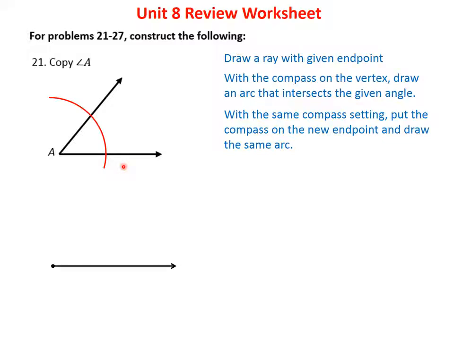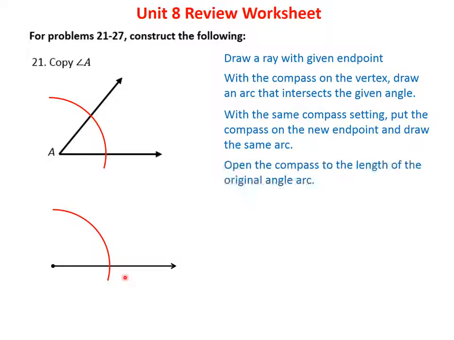At this point, without changing the setting, because we want it to be the exact same arc, we're going to come down to this vertex, put our compass on that point, and then come over here and draw the exact same arc. So the arcs are exactly the same. Now the next step is we're going to measure the arc. I'm going to open the compass to the length of the original arc.